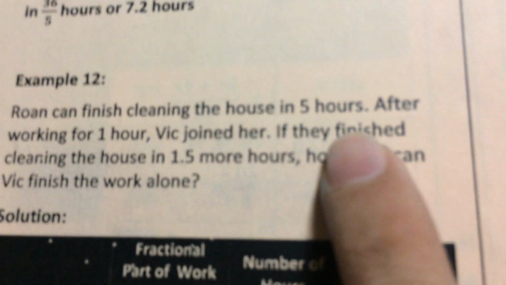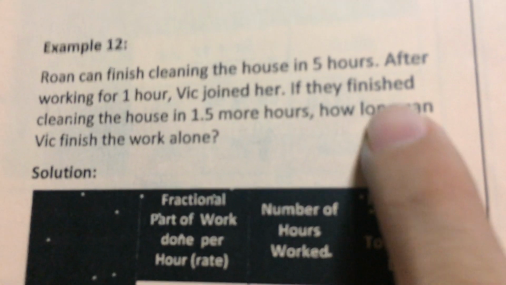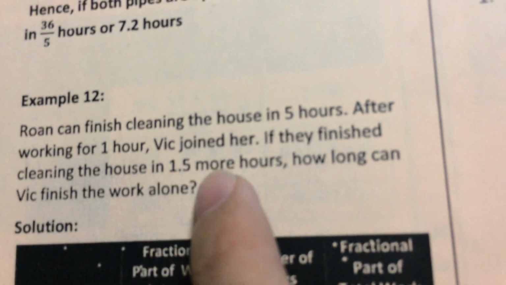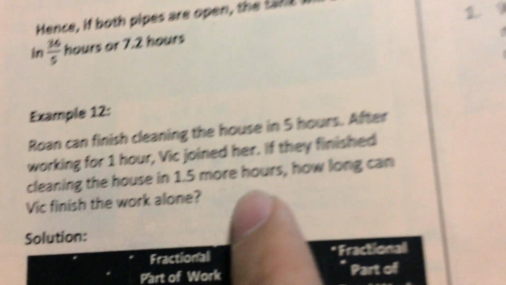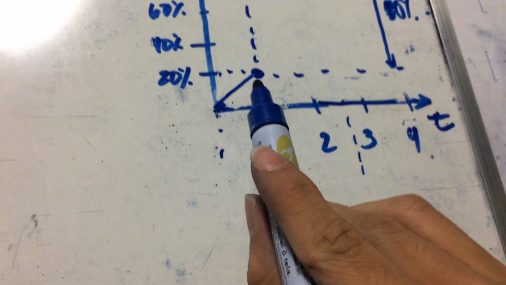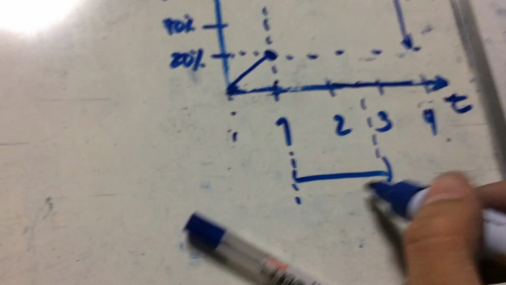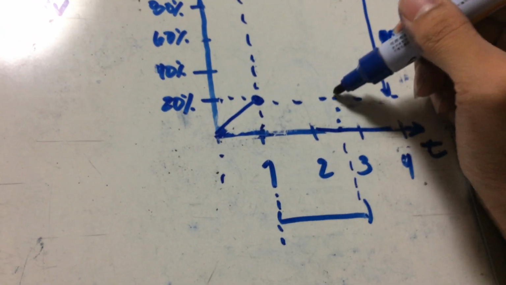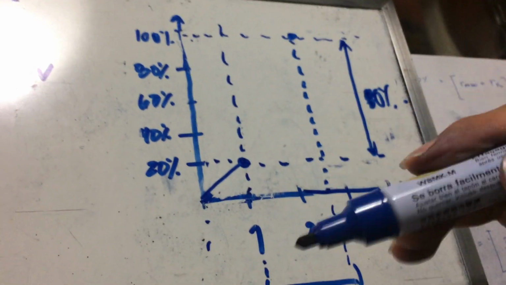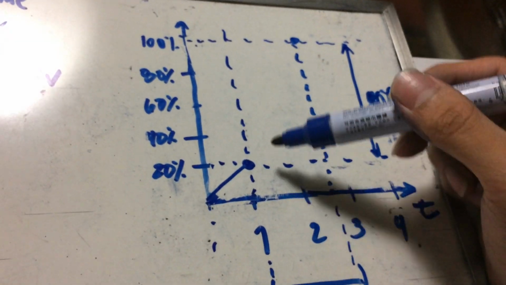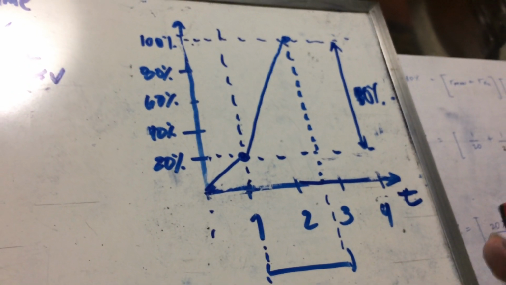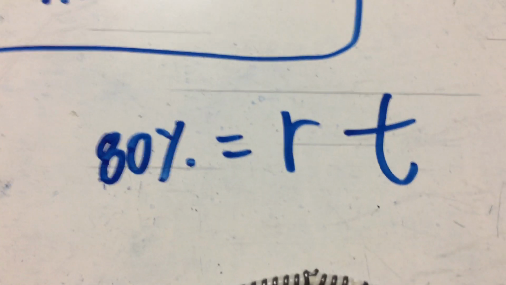It says there that after working for 1 hour, Vic helped her, and they completed the job in 1.5 more hours. So that means after Ron did the 1 hour of work, 1.5 hours more, somewhere here, they have finished the job. That means at this point, they have already completed 100% all in all. So this is 1.5 hours, so this must be the graph, just so you could visualize the problem. So what are we going to do next?